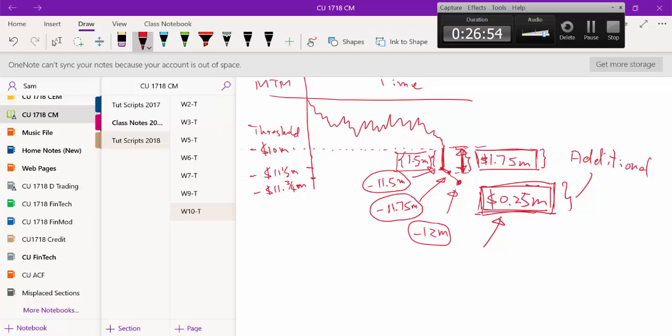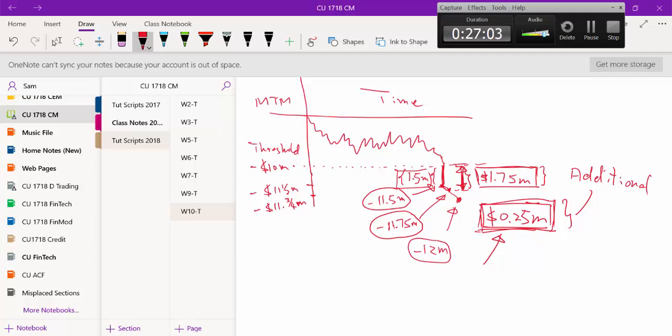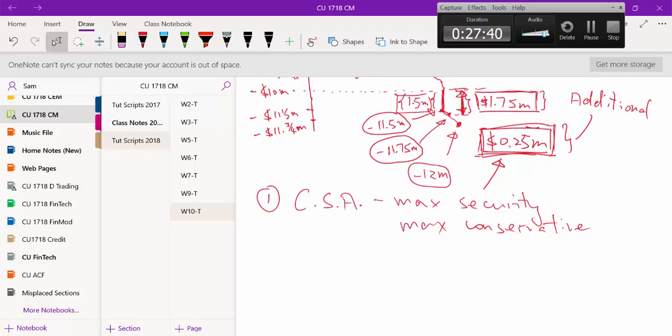I want to say two more things about CSA, which are very interesting. The first thing is, if you want to have a CSA with maximum security or maximum conservative, how would you structure a CSA which has the maximum conservative protection? Maybe I have not asked the question in a very good way, but when I tell you the answer, you will understand exactly what I'm asking.